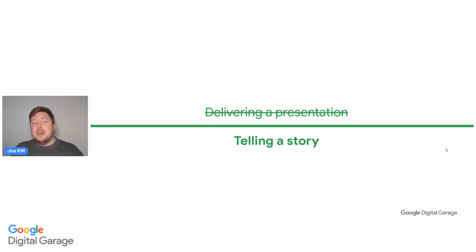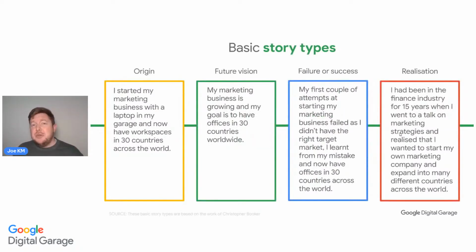So straight away, think about presentation as telling a story, so that someone sees the presentation to be a beginning, a middle, and an end, rather than just a list of facts that you're reeling off. Ways of doing this can be to create story types. So an origin story: I started my marketing business with a laptop in my garage and now have offices in 30 countries across the world.